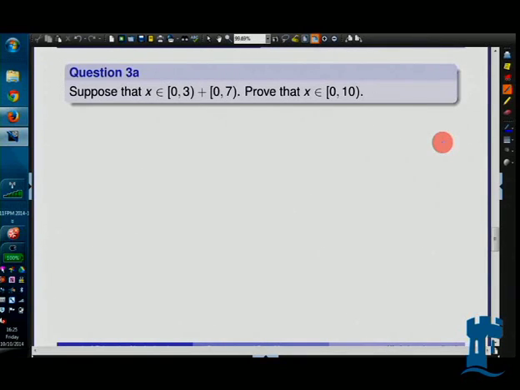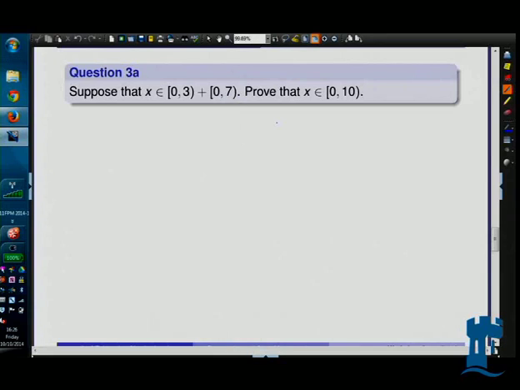Right, since a lot of people are stuck on the same thing, which is how to start and how to get into some notation, I'm going to get you started on this proof. To say that x is in the sum of these two sets is to say that there must be some element of the first set and some element of the second set which add to x.